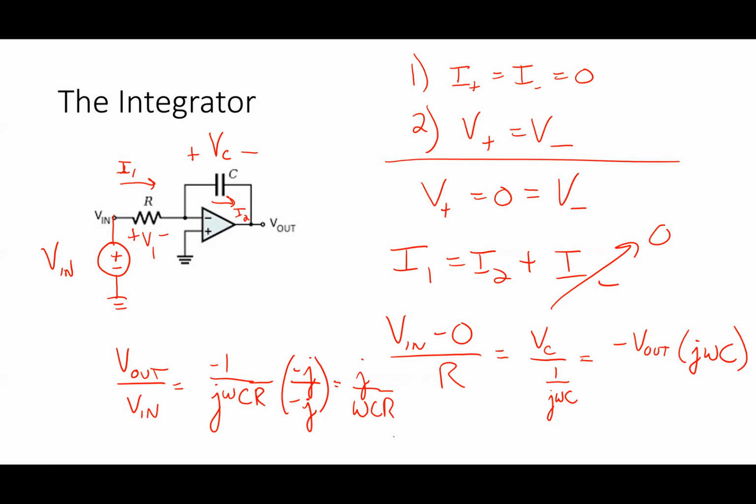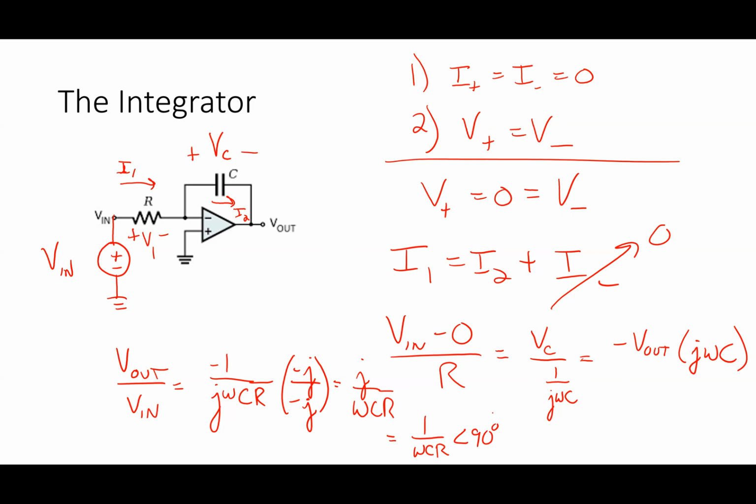What would be the magnitude and angle form of J over omega C R? What's the magnitude and what's the angle? The magnitude is 1 over omega C R, right? And the angle is 90 degrees, right? 0 plus J times something points straight up. The magnitude of that is the square root of 0 squared plus something squared, which becomes something.